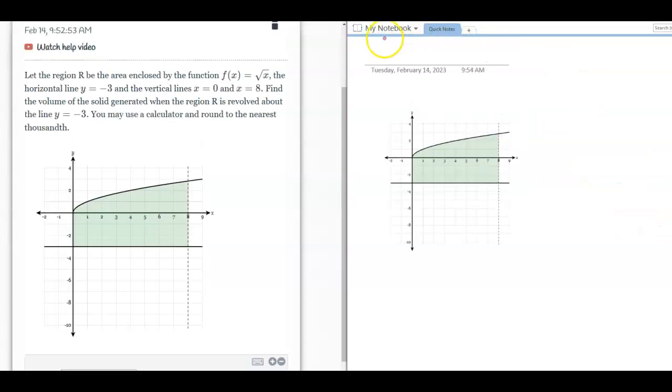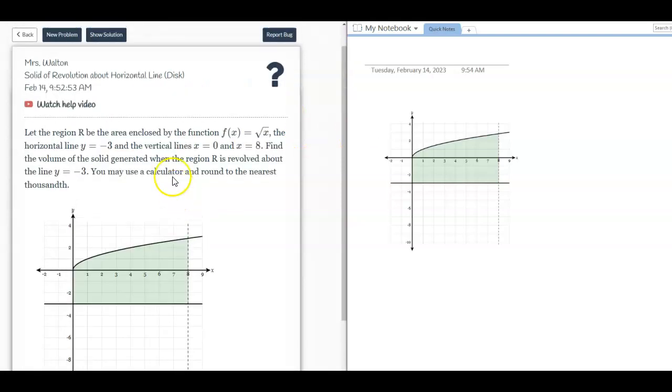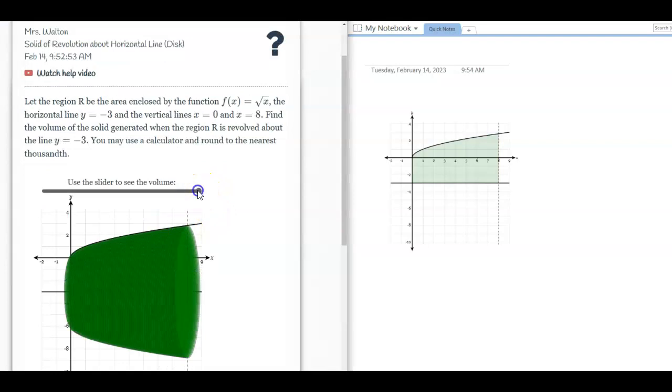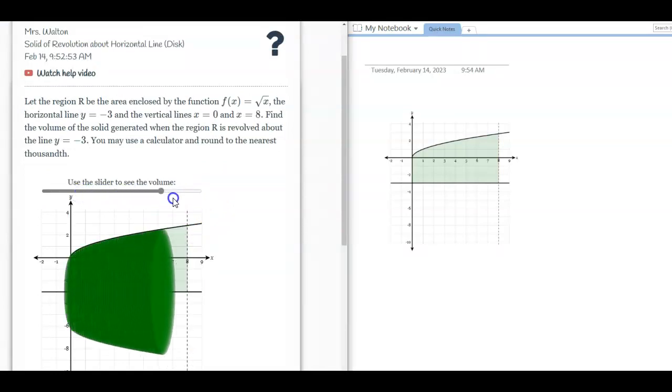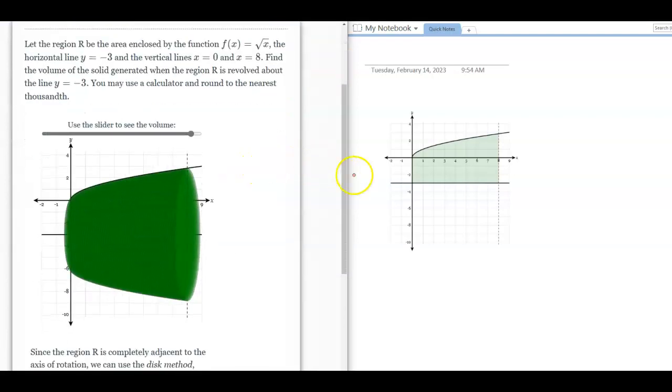For our next problem, we are going to be revolving around a horizontal line that is below our x-axis. So to get a visual of this one, here is what this solid looks like. Yet again, we are still adding up an infinite number of circles to get our volume. So let's go ahead and figure out what our new radius would be here. For this one, we're going to start the exact same way. We have pi. We are integrating from 0 to 8. Now I need my radius.